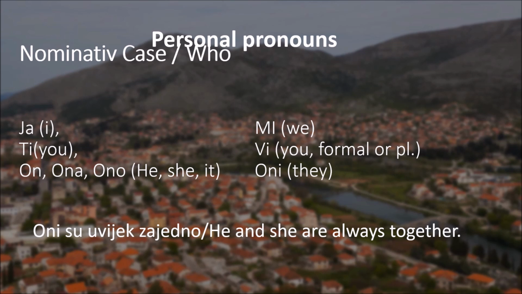Ja, I, ti, you, on, ona, ono, he, she, it, mi, we, vi, you, formal or plural, and oni, they. Oni su uvijek zajedno. They are always together.